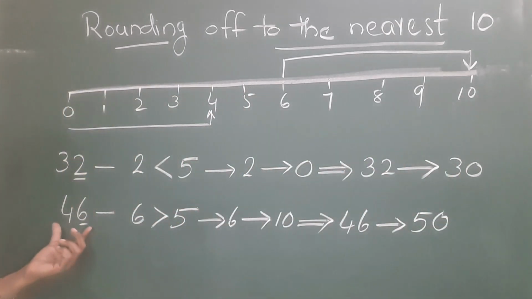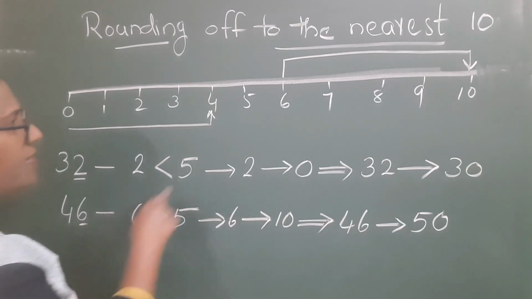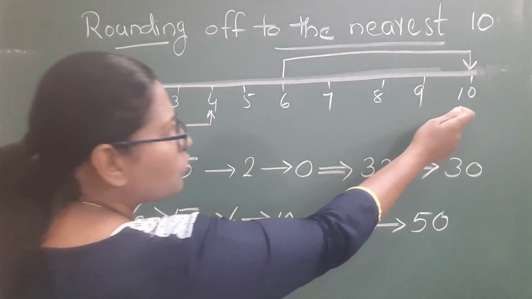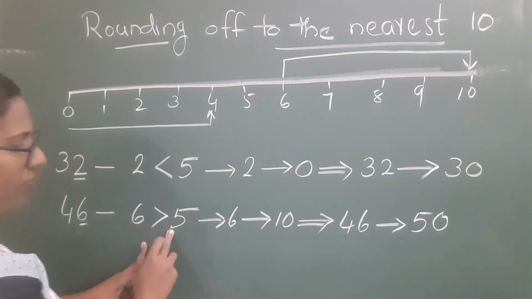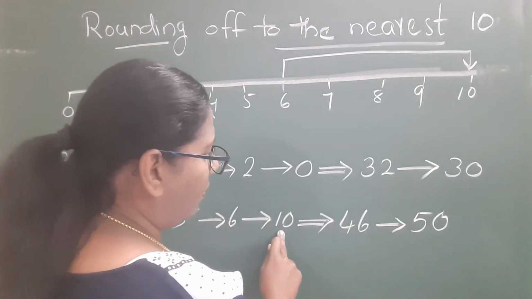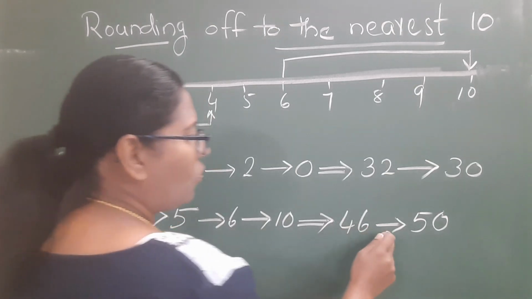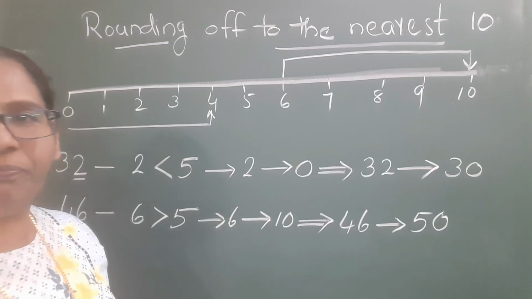Next number is 46. In 46, 6 is in the ones place. So 6 is nearest to 10. 6 is greater than 5, so 6 round off to 10. So 46 round off to 50.